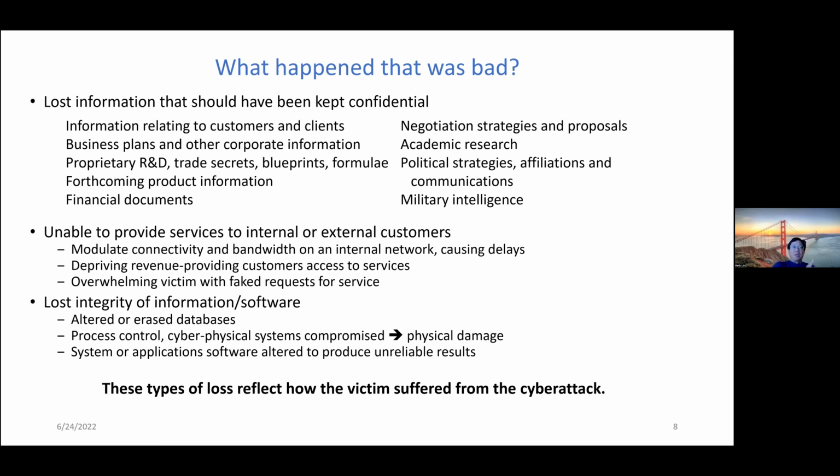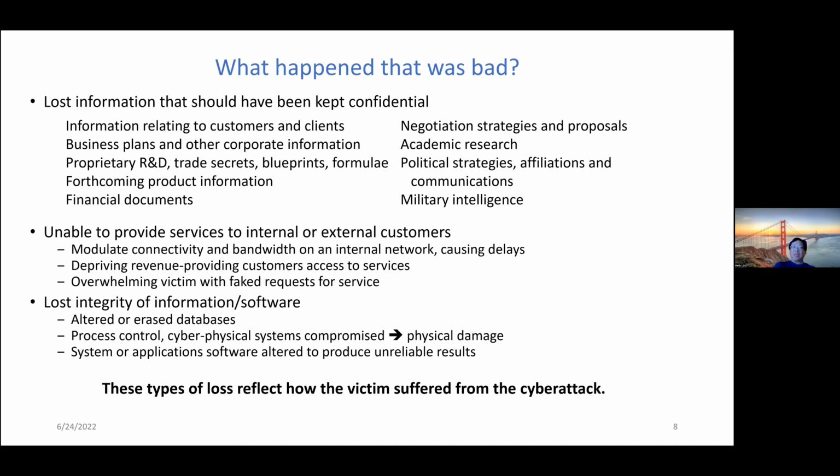Okay. Second thing on this list is the availability issue. You're unable to provide services to customers, either internal customers or external customers. So, for example, if I conduct a denial of service attack on you and it's successful, I can deprive you of revenue producing customers who want to access your services, and now they can't. Okay? I can target them. I might be able to overwhelm you with fake requests for service and cause your systems to crash.